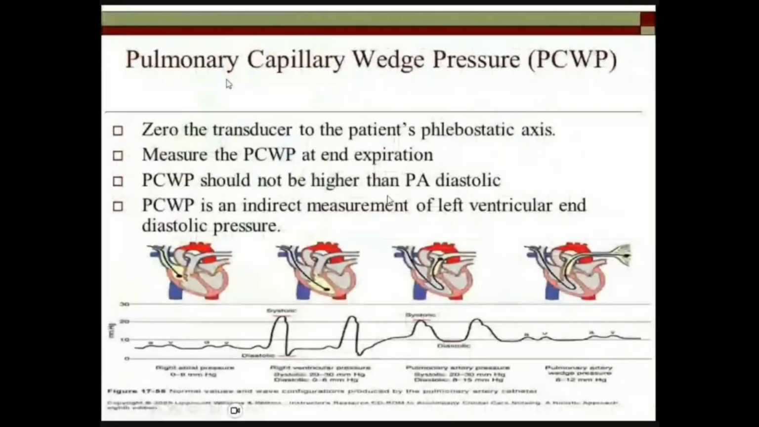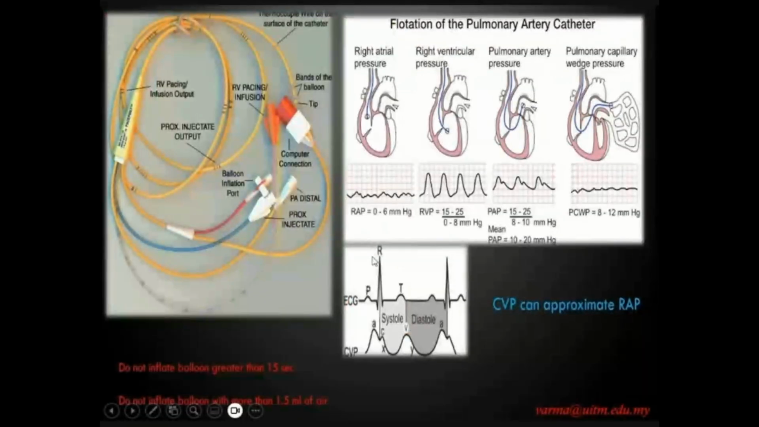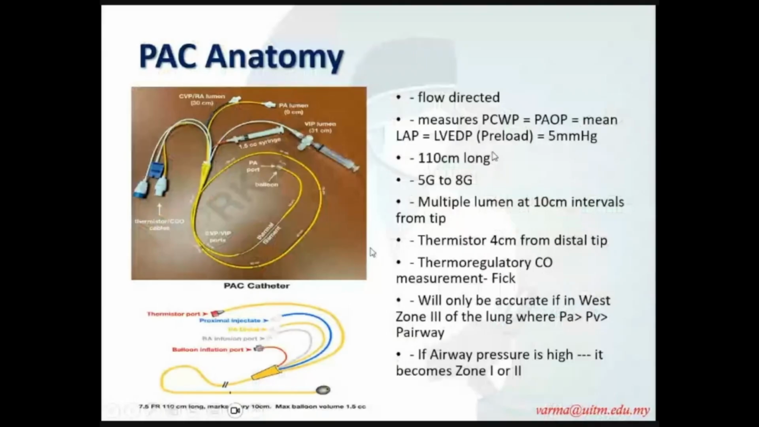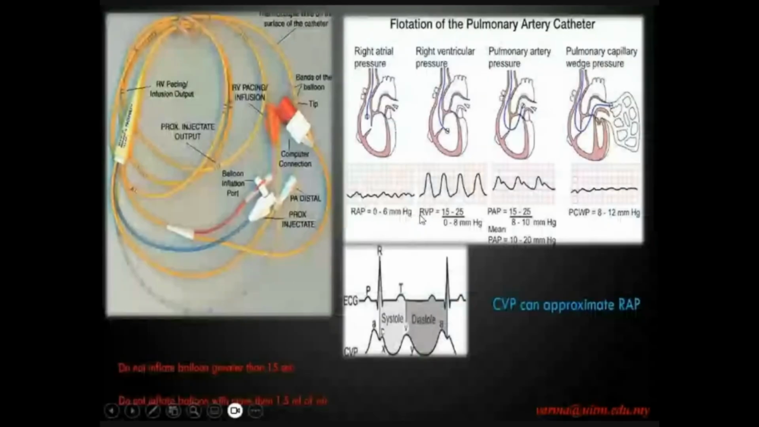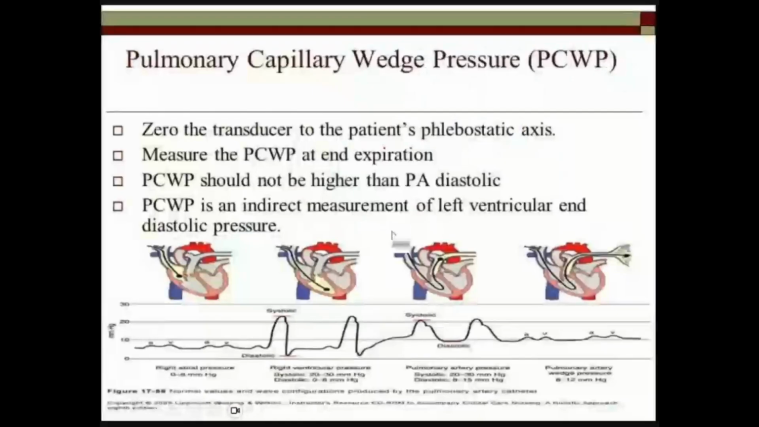Zero the transducer to the patient's phlebostatic axis, same as you do for the arterial line. Measure the pulmonary capillary wedge pressure at end expiration. PCWP should not be higher than PA diastolic. PCWP is an indirect measurement of your left ventricular end diastolic pressure. This is what I mentioned here. Okay, we want to get the left ventricular end diastolic pressure. By getting all these pressures, only then can we calculate our cardiac output.